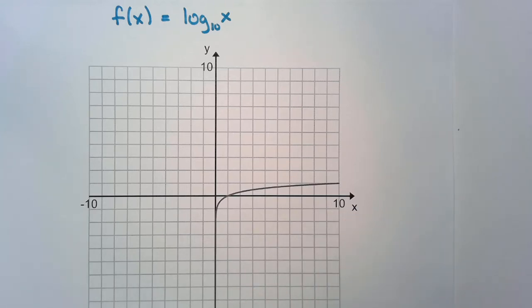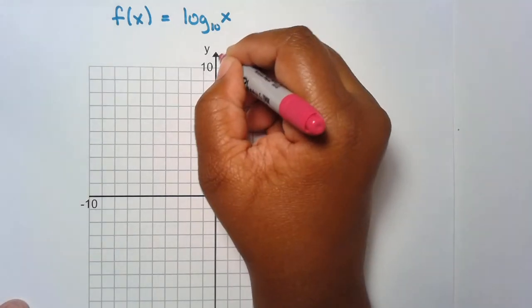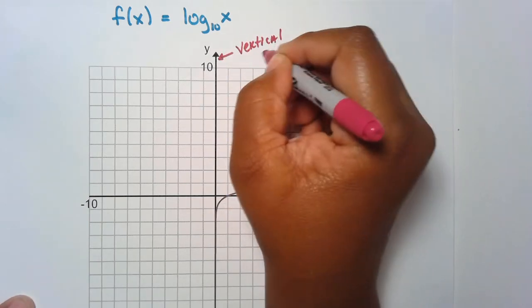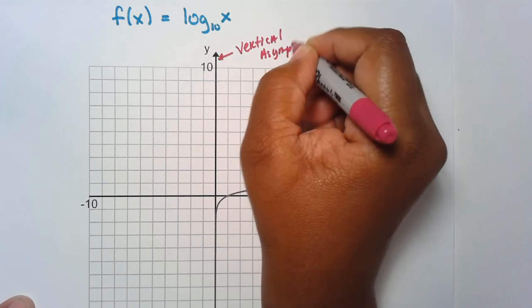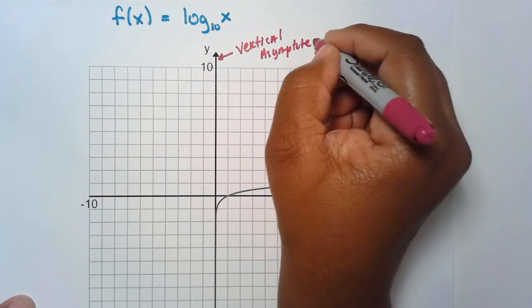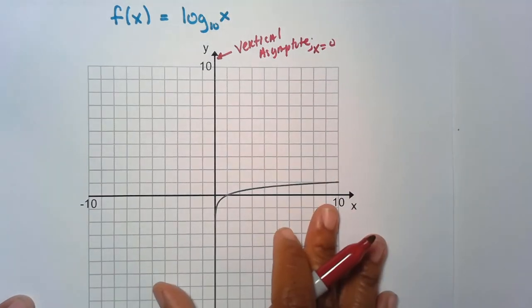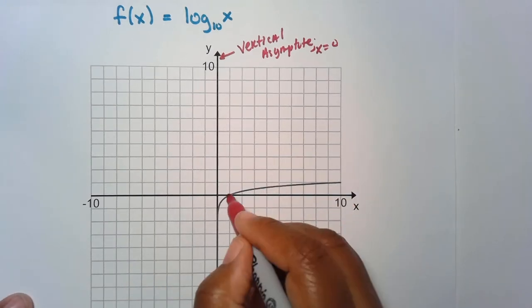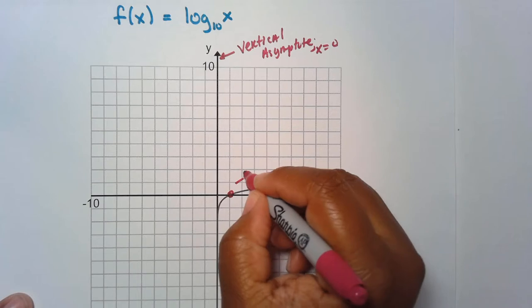We're going to be looking at how to convert from exponential to logarithm in a couple of videos, but I want you to notice that your y-axis is your vertical asymptote, which is x equals 0. It has an x-intercept at (1, 0).